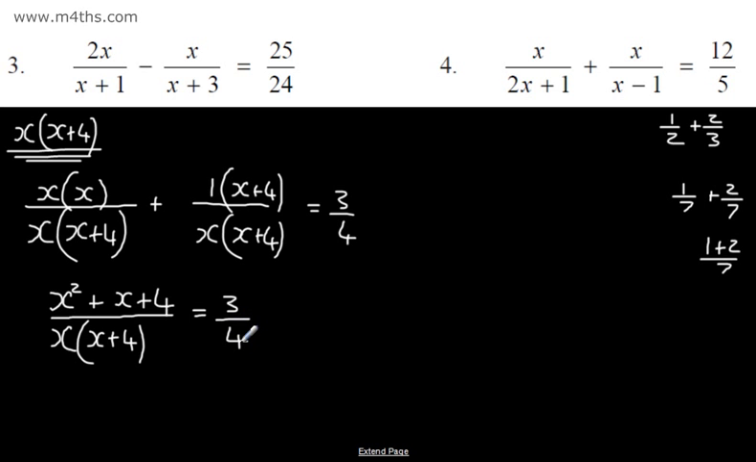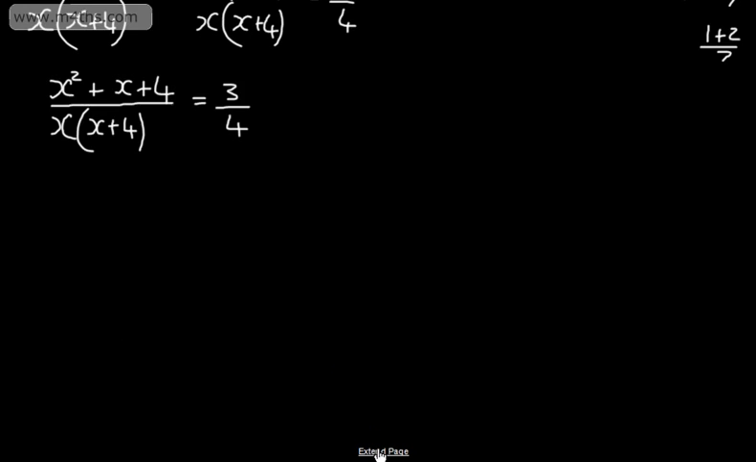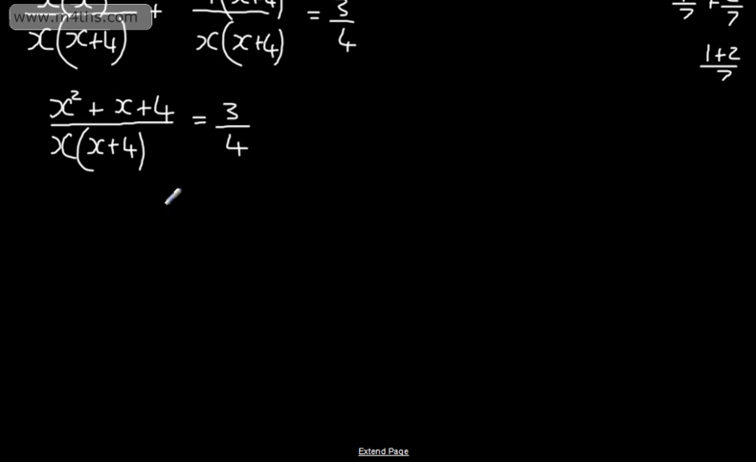At this stage now, I'm going to multiply both sides of the equation by x multiplied by x plus 4 and both sides of the equation by 4. Sometimes people say cross multiplying, technically the same thing. I prefer to say we're going to be multiplying both sides of the equation by this denominator and this denominator. If I do that on the left hand side, we're going to have 4 lots of x squared plus x plus 4, and that will now be equal to 3 lots of x multiplied by x plus 4. So I've cleared the fractions by multiplying.